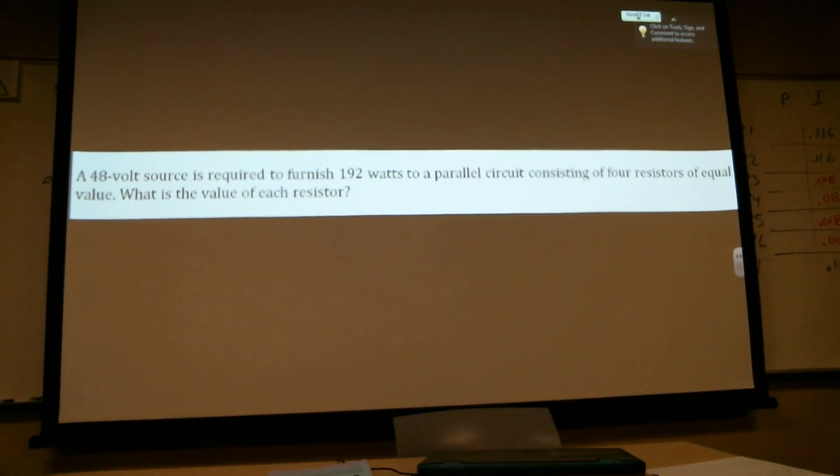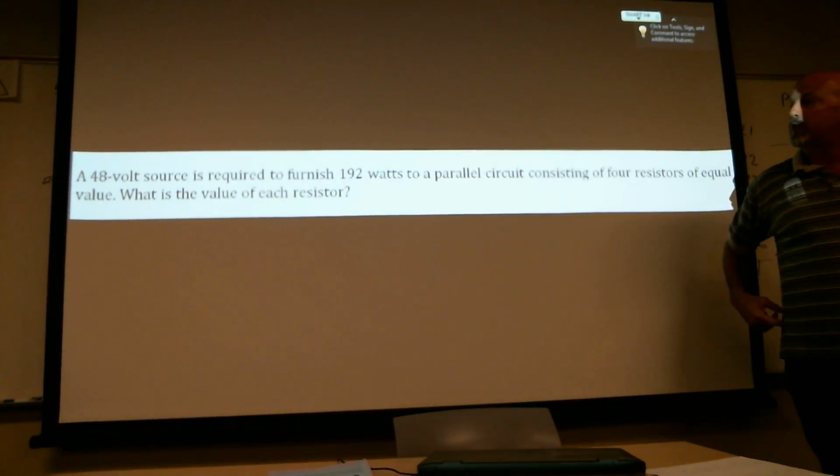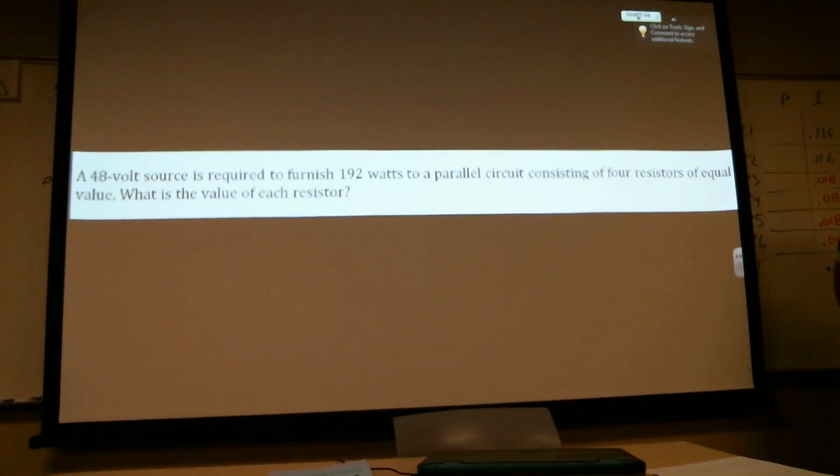Okay, this is the one I said you can do backwards. You take the 48 volts and your 192 watts and you get a total resistance. You take that total resistance and go into your calculator, put in the total resistance and do 1 over x equals. And that's going to give you a decimal. You divide that by 4 and you'll get a decimal, and you do 1 over x again.